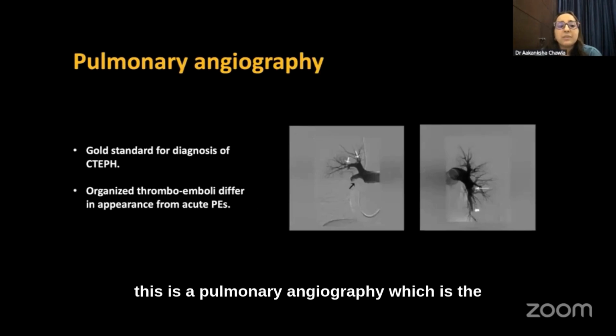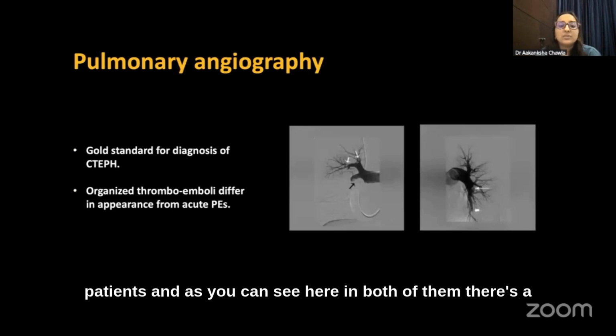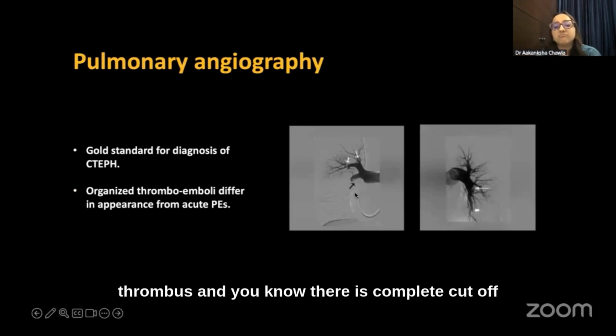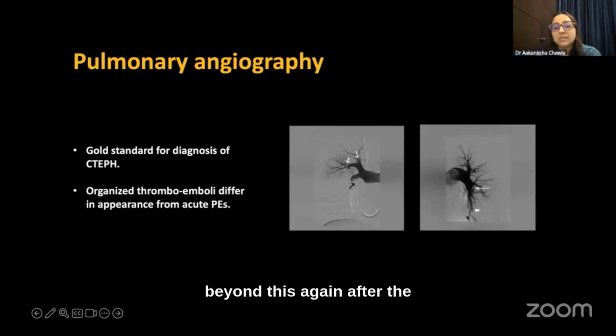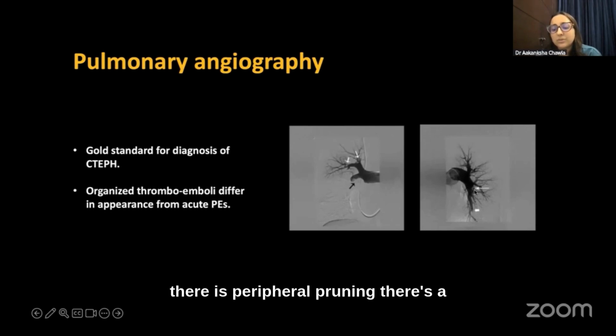Now, this is a pulmonary angiography, which is the gold standard done for CTEPH patients. And as you can see here in both of them, there's a presence of an organized thrombus, and there is complete cutoff beyond this. Again, after the embolus, if you can appreciate here with the arrow, I don't know whether you can see or not, there is peripheral pruning. There's a clot over here as well.